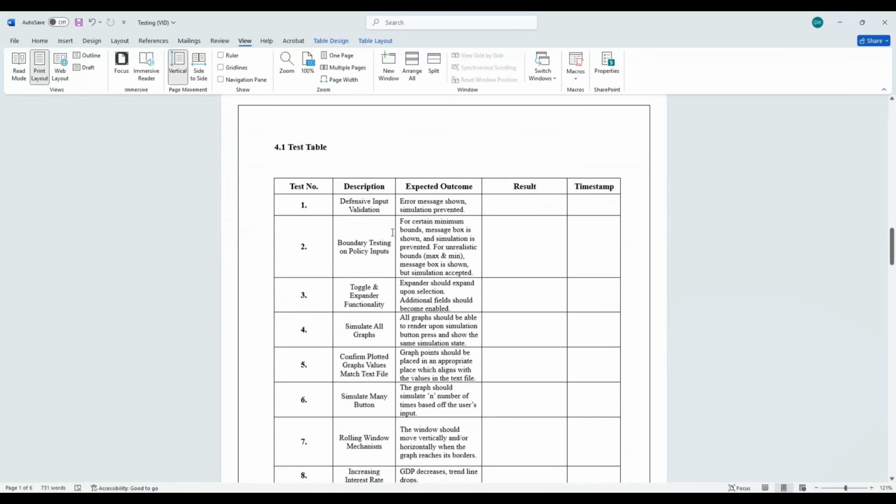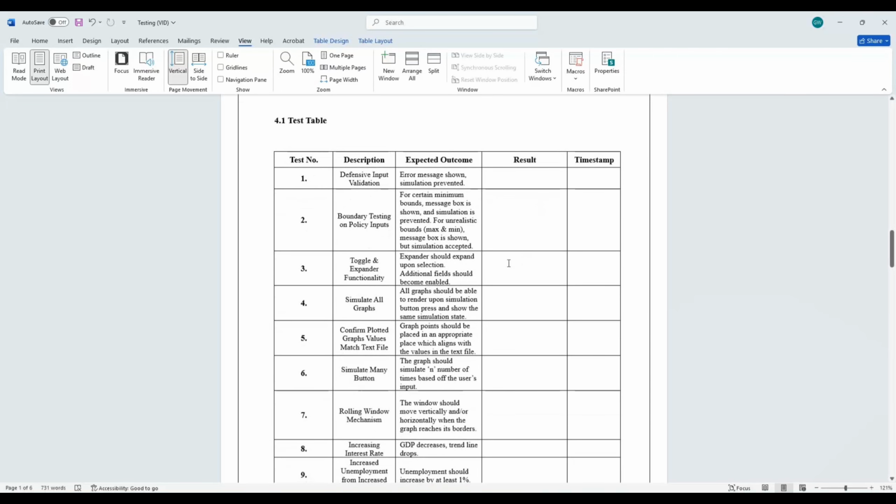I'll be conducting the first three tests simultaneously, the first test being a defensive input validation. When the user enters an input which the system doesn't allow, an error message should be shown and the simulation should be prevented. The second test is boundary testing on policy inputs. For certain minimum bounds, for example a negative interest rate, a message box should be shown and the simulation is prevented. For unrealistic bounds, for example if the user tries to insert a tax rate of 2,000, which is highly unrealistic, a message box will be shown, but the simulation is still accepted, and the user has the option to either decline or accept their chosen input.